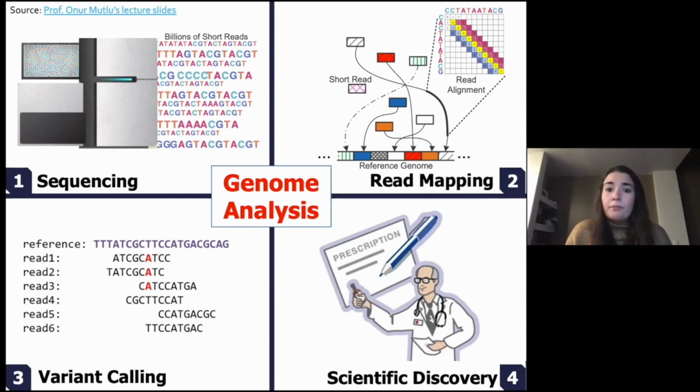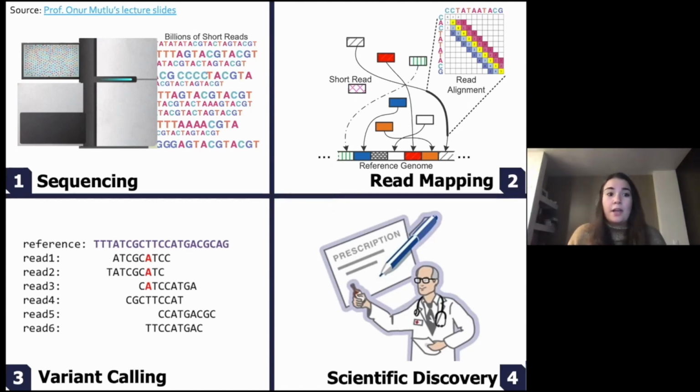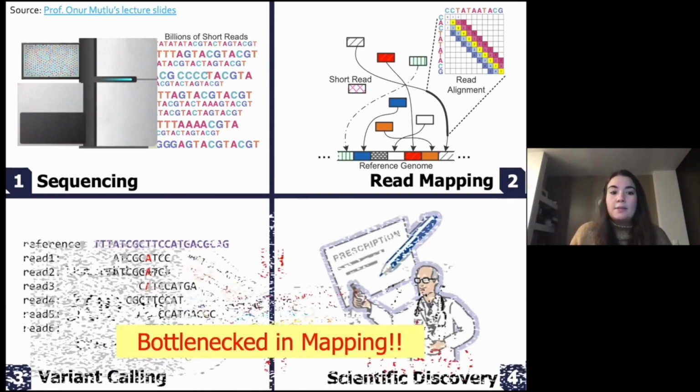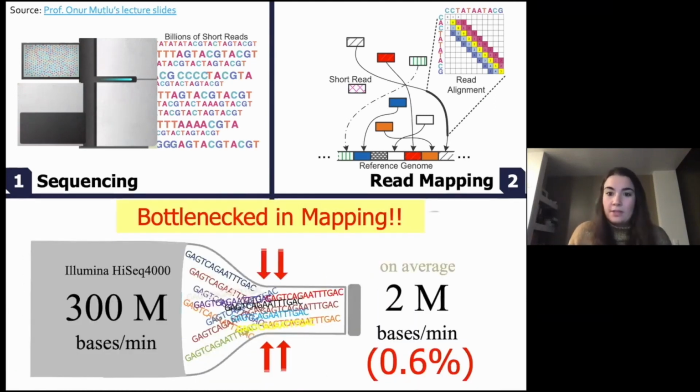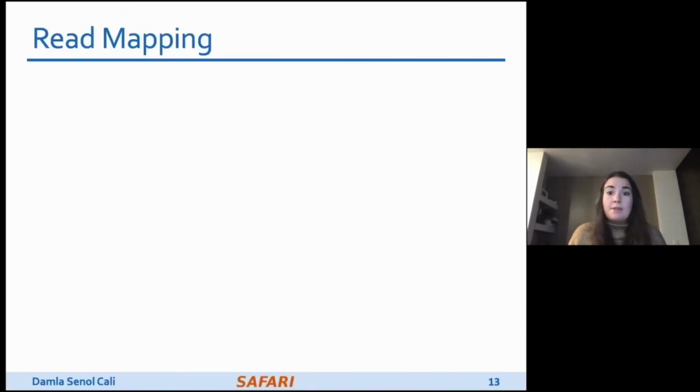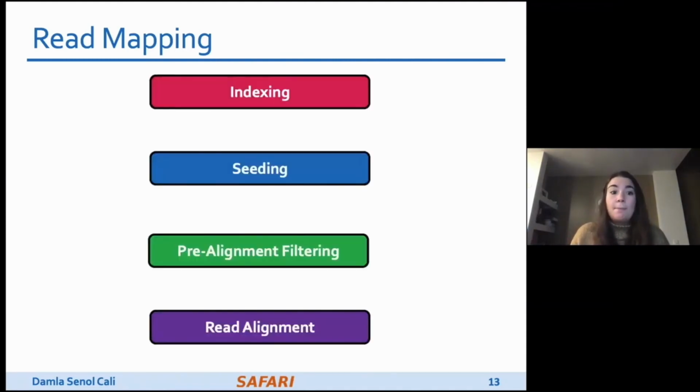So again, this is another slide from Professor Onur Mutlu. Here, it is known that the bottleneck is in the read mapping step. So that's why in GenASM, we are mainly focusing on that bottleneck. So let's focus on read mapping and see what's happening as part of its pipeline. It can be seen as a 4-step process, and sometimes it's also called seed and extend.